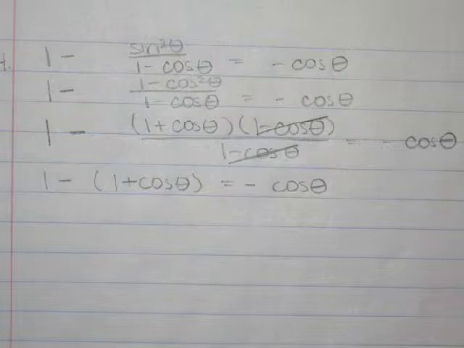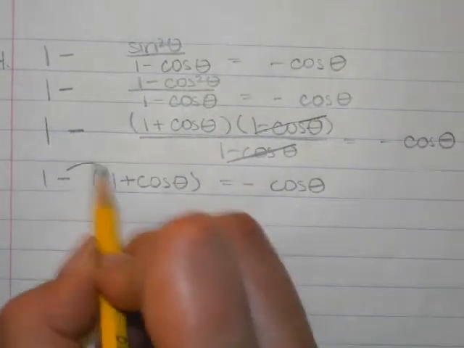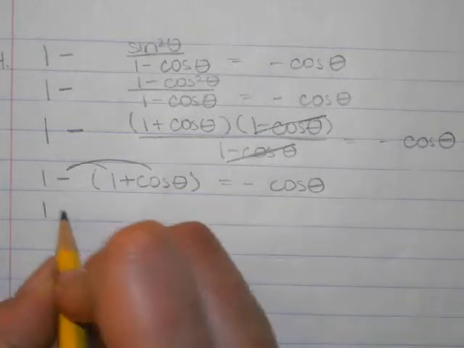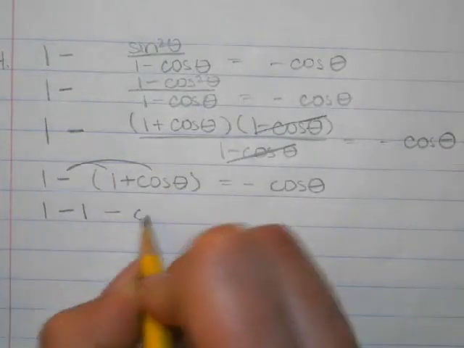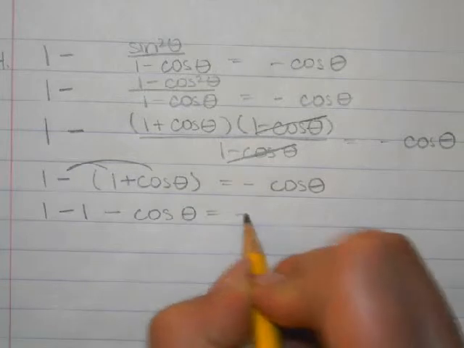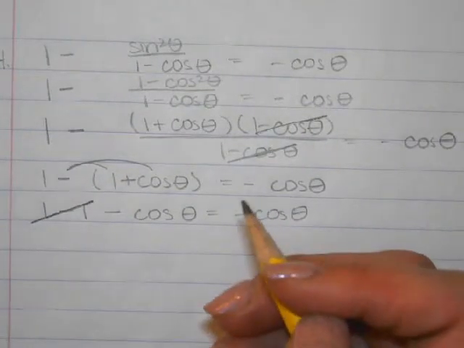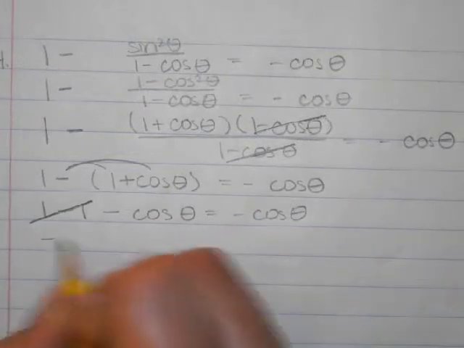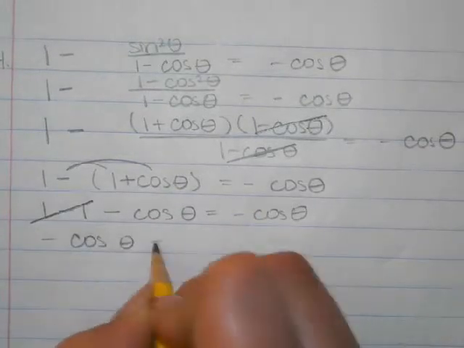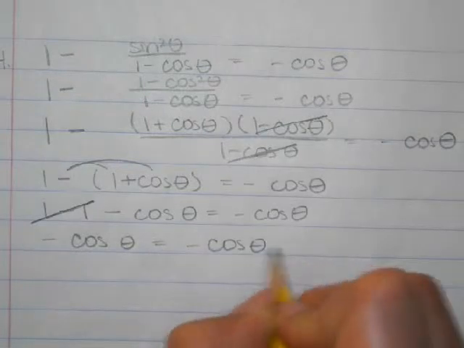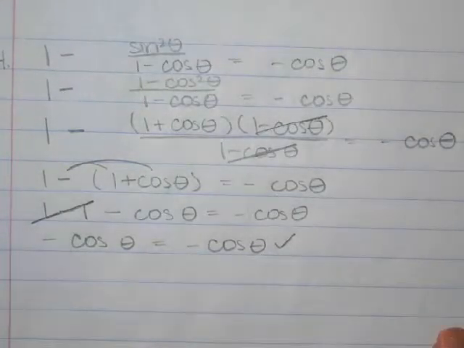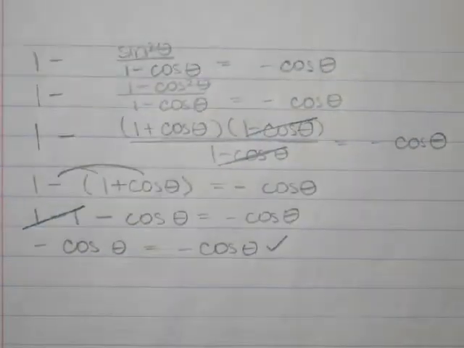And then what should I do after that? Yeah, distribute that negative. So I've got 1 minus 1 minus cos theta, and the 1's cancel each other out to make 0. 1 minus 1 is 0. So I have negative cos theta equals negative cos theta, and I'm done. I wanted to go over that one because if you didn't see it that way, you probably would have gotten frustrated and not gotten very far.